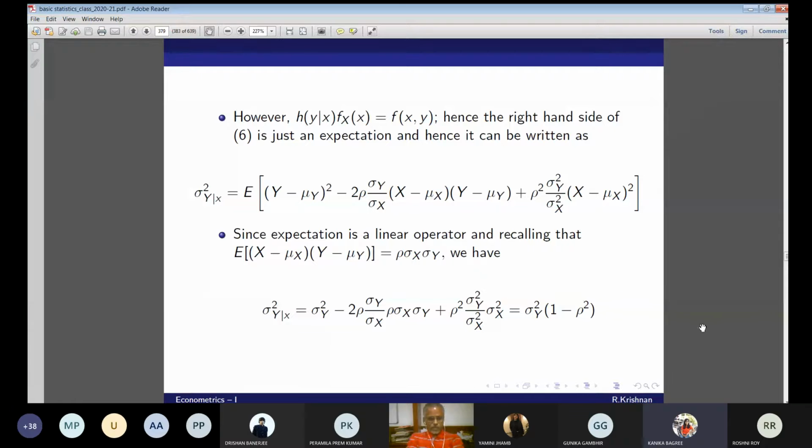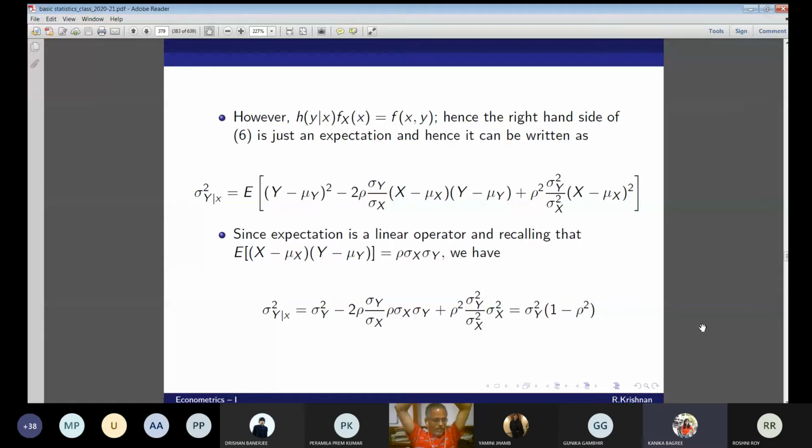Expectation is a linear operator. What does that mean? You just expand it and take expectation. The expectation of A plus B is equal to the expectation of A plus the expectation of B. That's what we had seen.